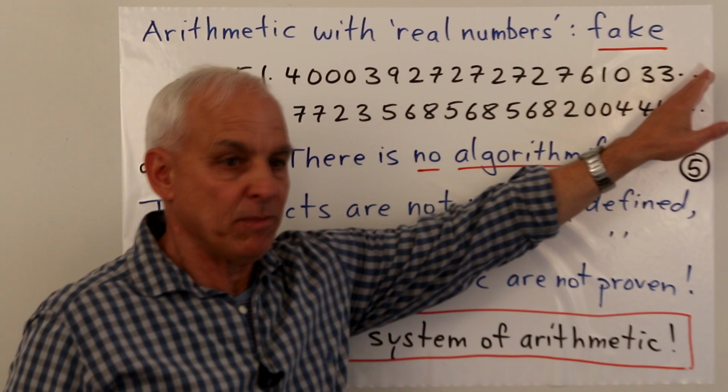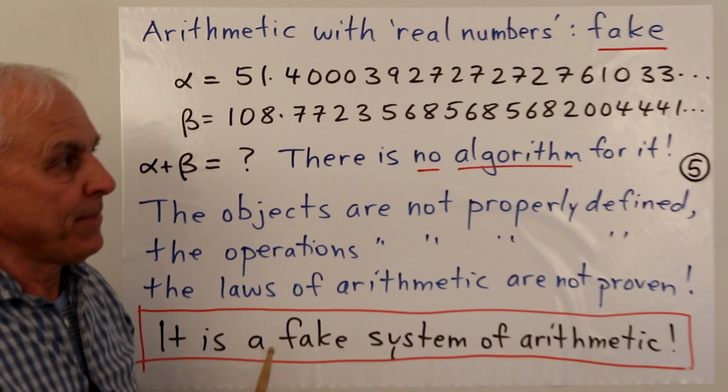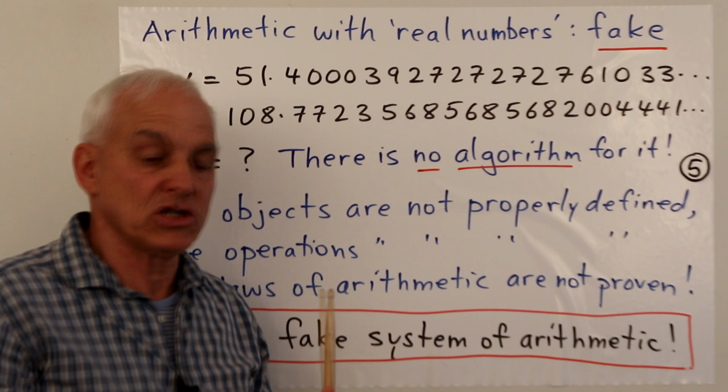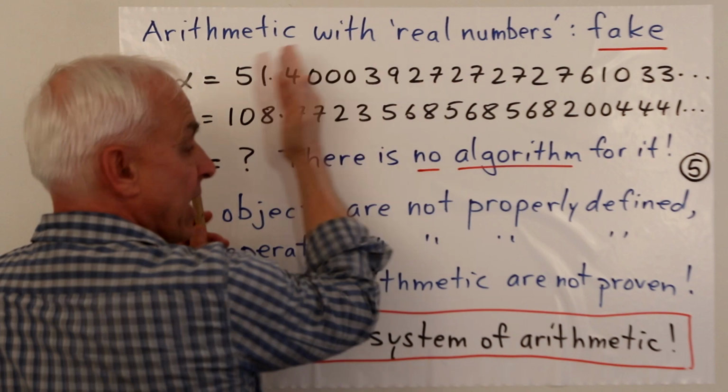And here's a second one, its name is beta. And suppose we want to add these two things. Well, that's not so easy, because usually if we have finite decimals, we would start the addition process by starting on the right. And we would add 9 plus 5 is 14. We'd write the 4 and we'd carry the 1. And then we'd carry on from right to left, carrying as we go.